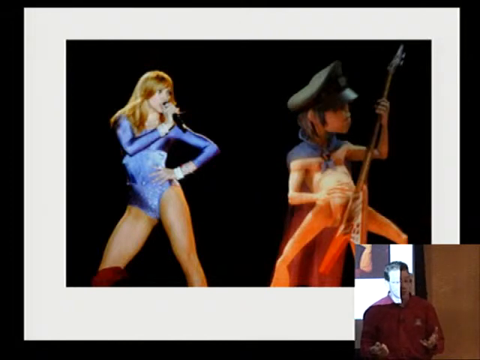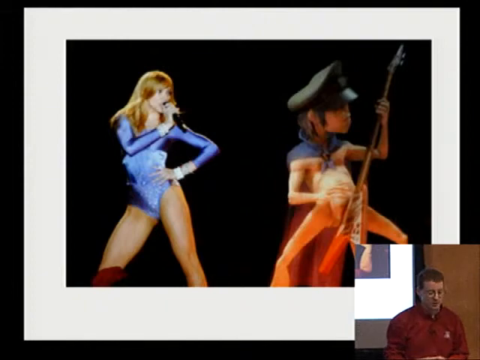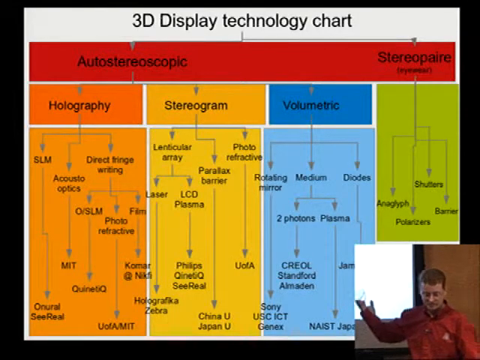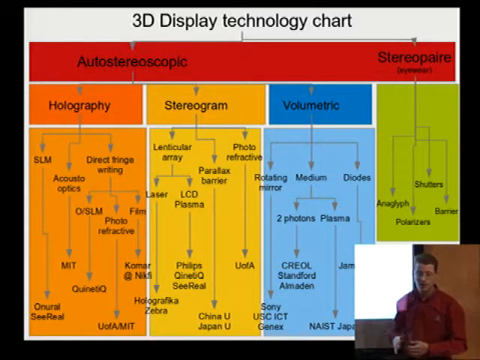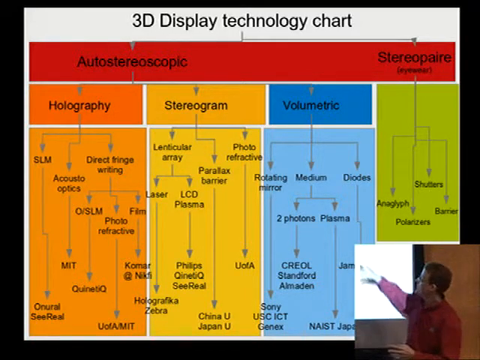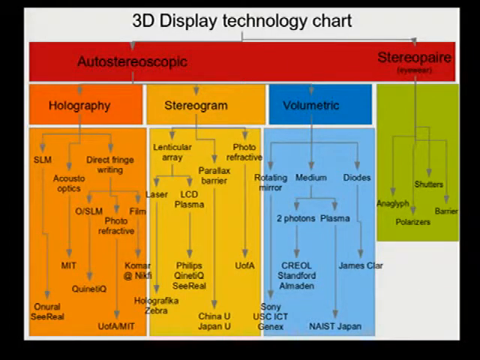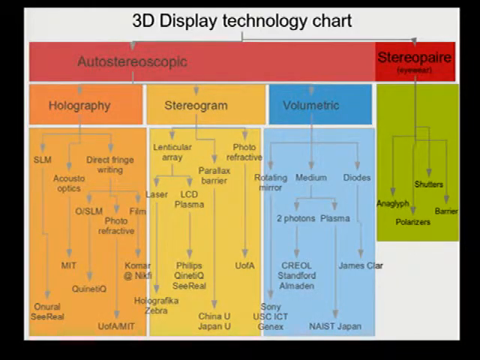And to answer this question, we are going to take a journey into various 3D display technologies. So here they are. Well, most of them on this chart. And in the taxonomy, there is a first split right at the top between orthostereoscopic and stereoscopic displays. So we're going to start with the stereo pair systems when we explore this chart.